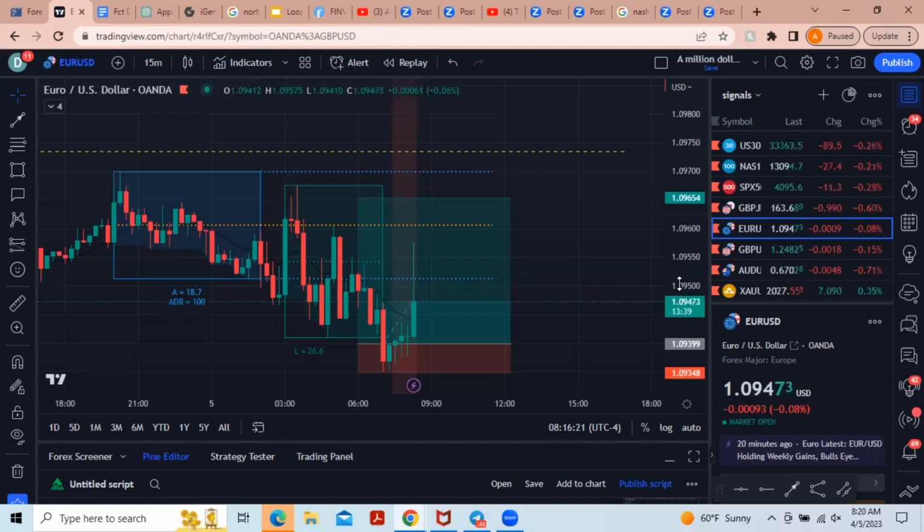I hope you all enjoyed this trade. Appreciate the fire emojis. Appreciate that. Let's see if price wants to get up there. We'll take a look.